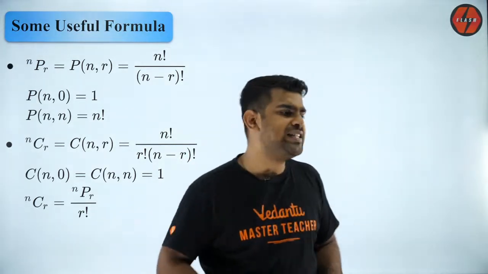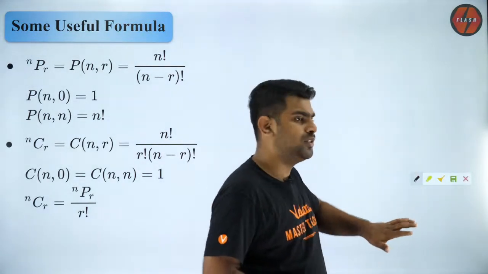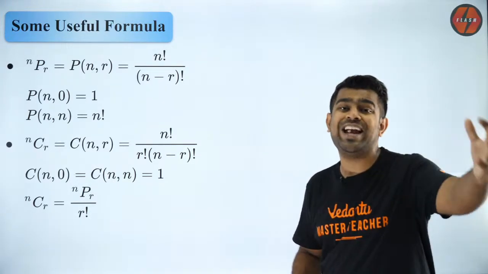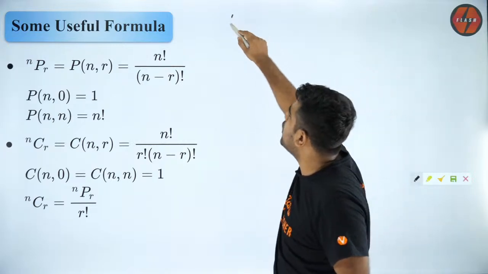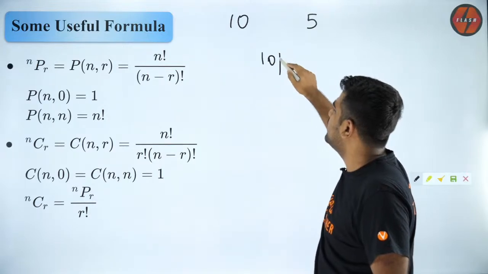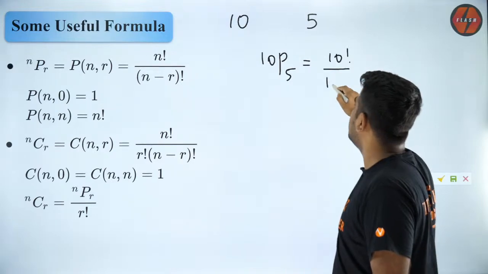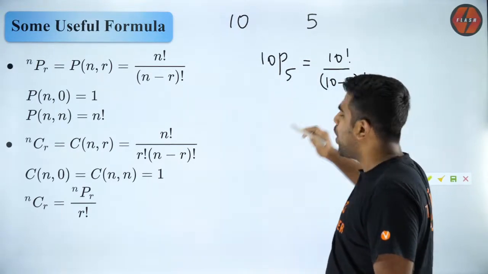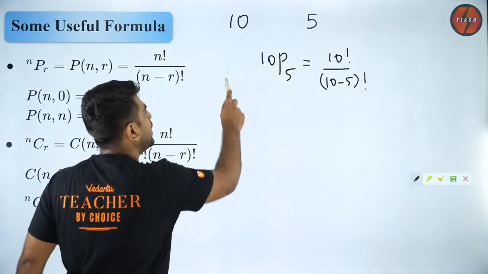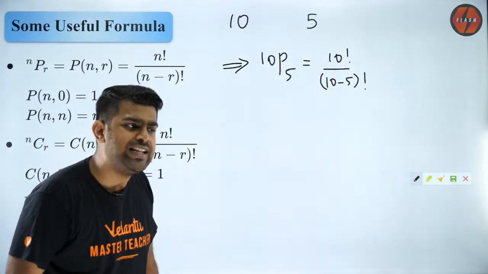So the first formula is nPr. It helps us estimate the number of permutations possible when you take r objects from n distinct objects. So if I have 10 objects and I want to select 5 and arrange them, it is 10P5. And how do I calculate 10P5? It is nothing but 10 factorial by (10 minus 5) factorial. Are you all clear with it? So that is how we estimate the number of ways of permuting 5 objects, selecting them from 10. Are you all clear?